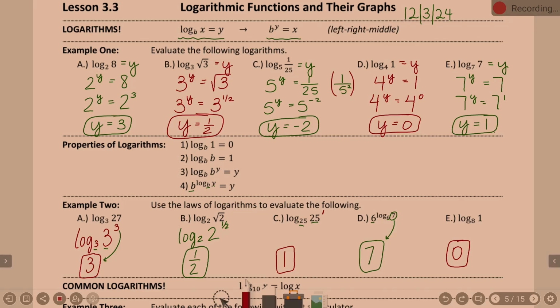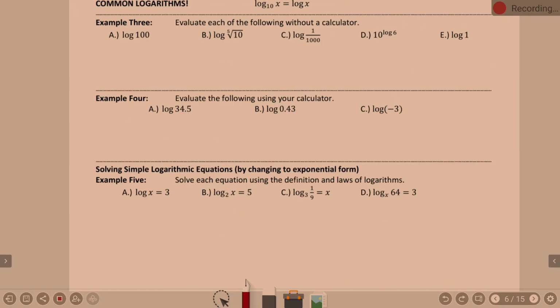Now, the next thing we're going to talk about are what we call common logs. When you see the abbreviation log, L-O-G, all the ones we just did had a base written next to it, yes? However, they don't have to have a base written next to it. A common log is base 10. If you see log of x without a base written, we assume it is 10, which is called the common log. If it's anything other than 10, it has to be written in. But log base 10 is the common log.